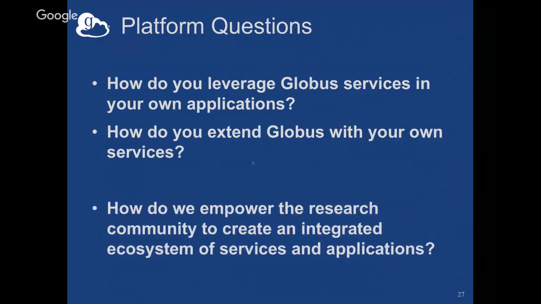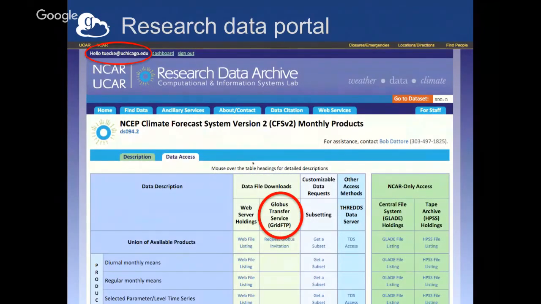Or more generally, from Globus's perspective, how do we empower the research community to create an integrated ecosystem of services and applications, right? How can you latch into this, extend the ecosystem? How can you do things like the NCAR Research Data Archive, a data archive of a couple petabytes of climate and environmental data, with 30,000 users globally who go to this web application, log in, and download data, increasingly terabytes and tens of terabytes of data as individual requests?